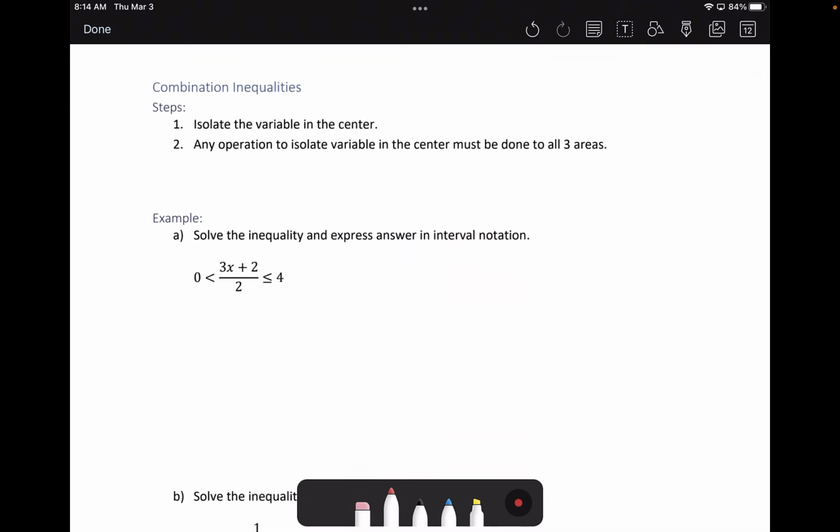Next, we'll look at compound inequalities. The steps are isolate the variable in the center. Any operations to isolate the variable in the center must be done in all 3 areas, the left, the middle, and the right.